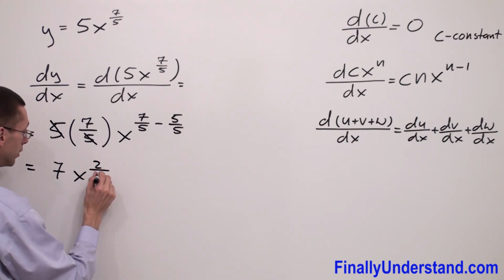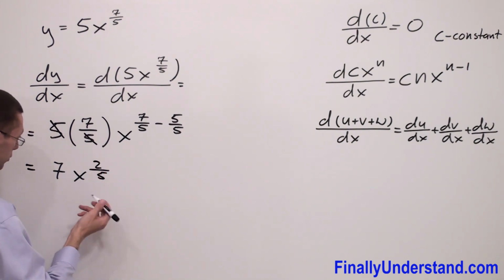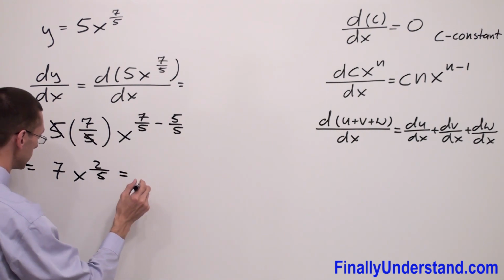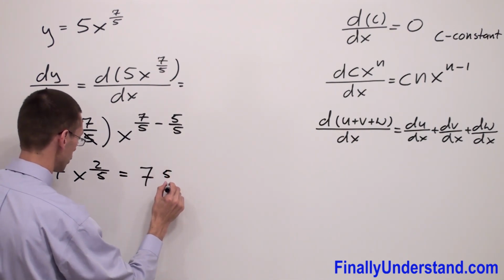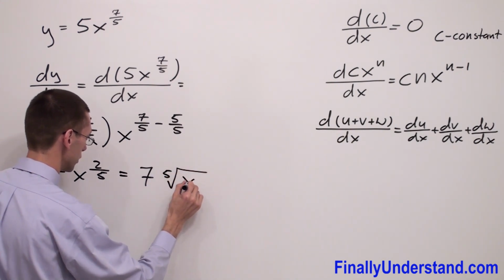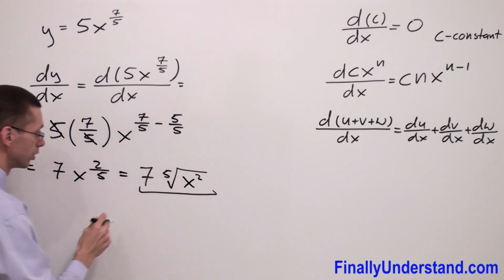over 5. Okay, someone can say that this is the answer, of course, this could be the answer, or you can simply write that this is 7 fifth root of x to the second power. Okay, so this is the solution to my problem.